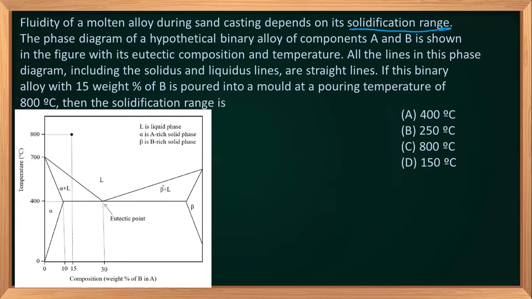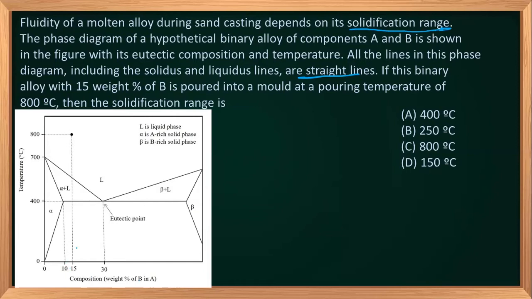All lines in the phase diagram, including the solidus and the liquidus, are straight lines. That's another category, so all the lines are straight lines. If the binary alloy with 50% weight B is poured into the mold at the pouring temperature 600, and then the solidification range. So this is the composition of B in A, it is given, right?